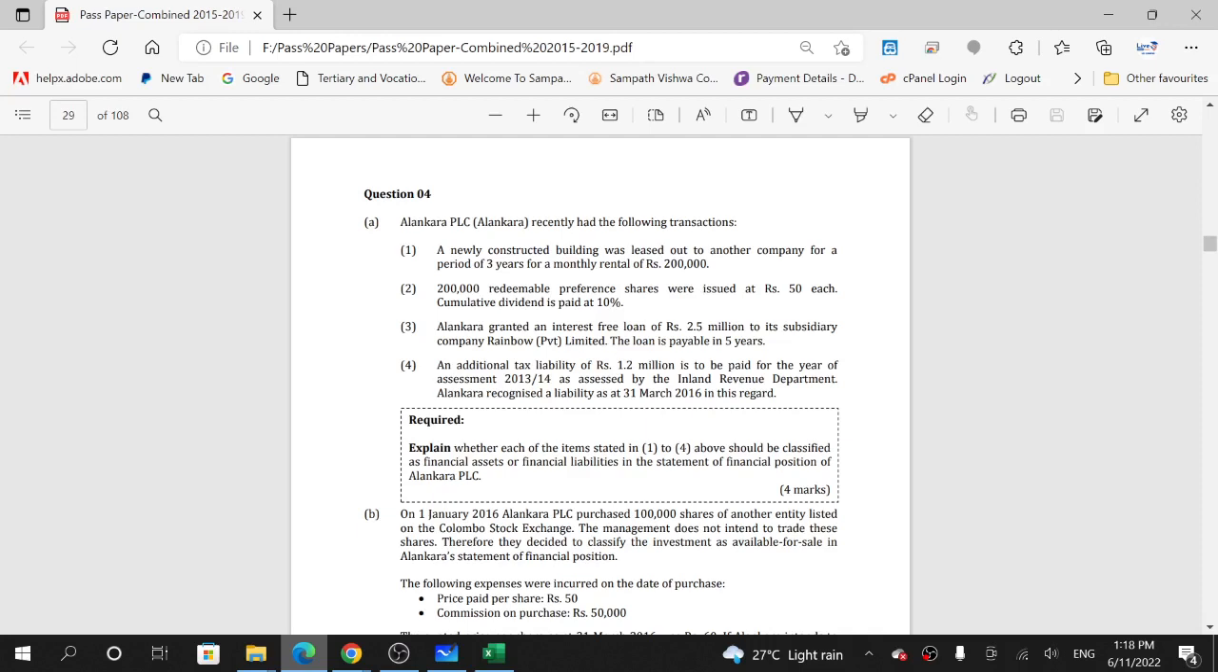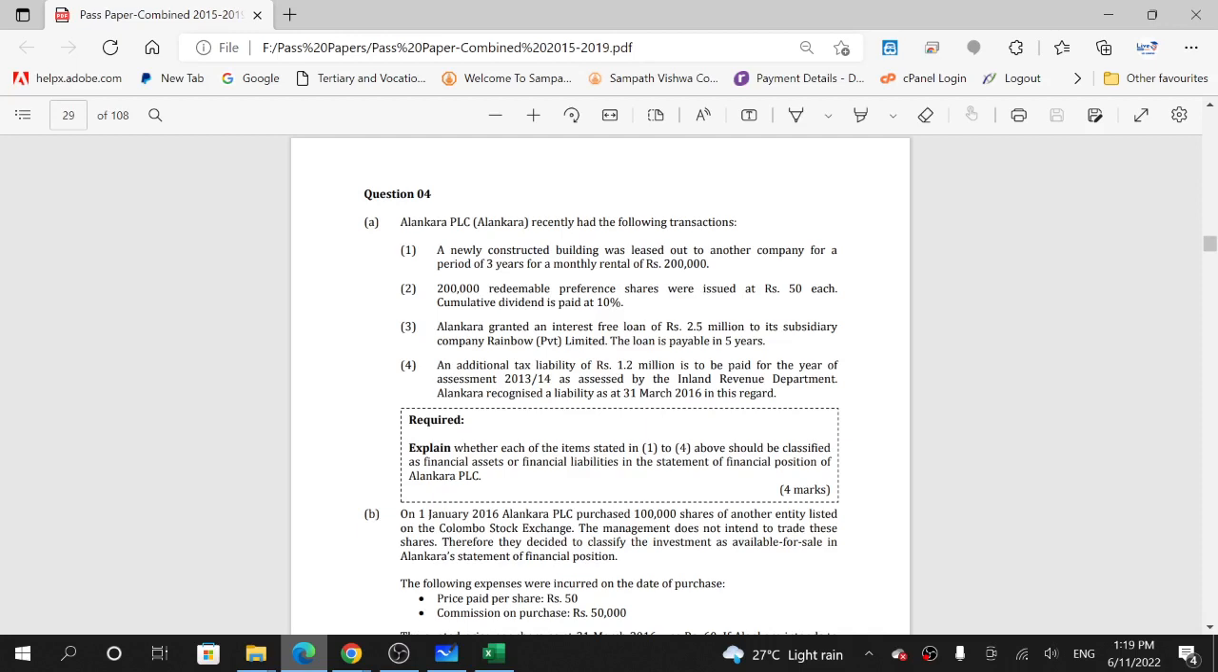Explain whether each of these items stated in 1 to 4 above should be classified as financial assets or financial liabilities in the statement of financial position of Alankara PLC. Right now, what you want to do is classify whether this is a financial asset or financial liability, with the reason why you classified so. Okay, we'll look at the first one. A newly constructed building leased out to another company.